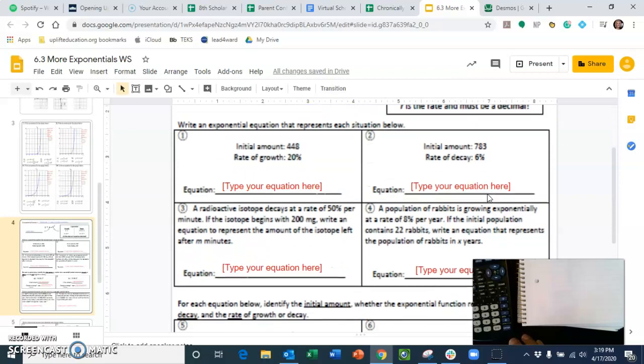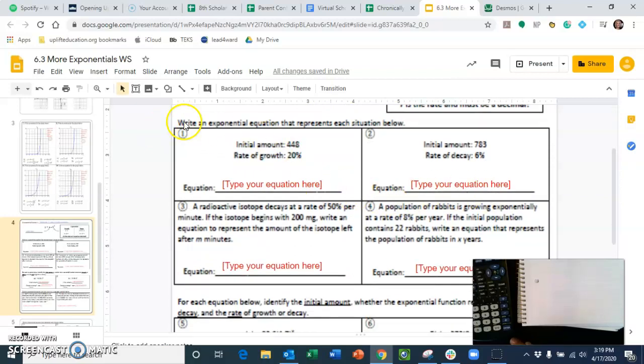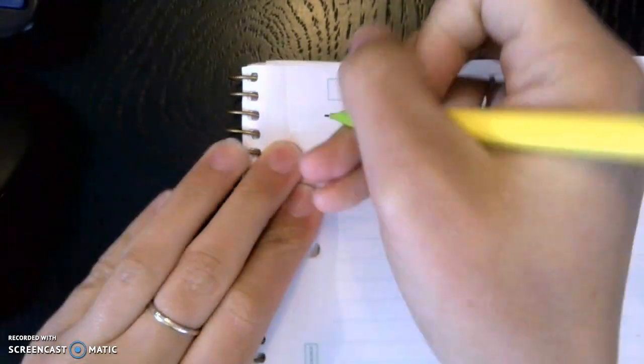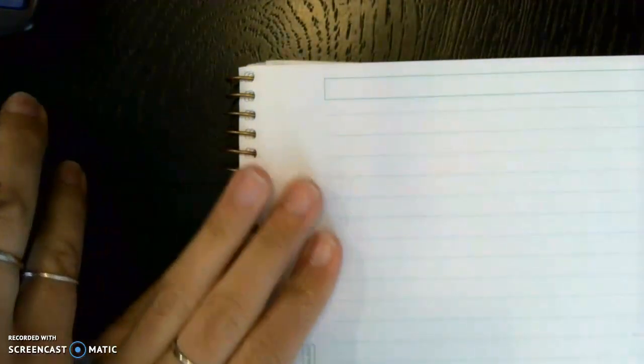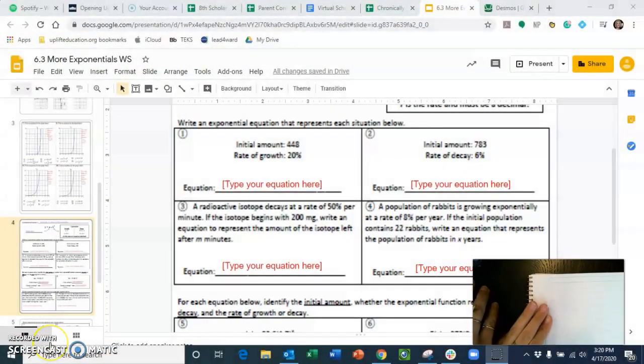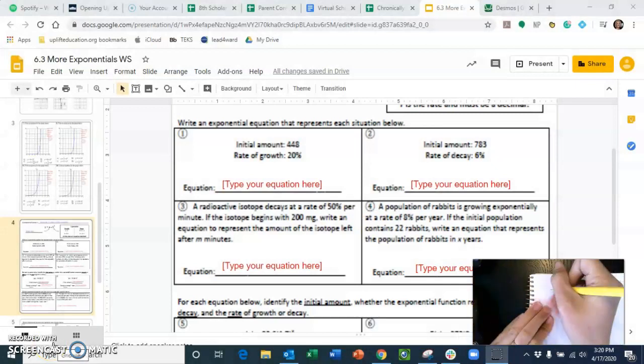And so I'm going to pick a couple of these ones to do. It says, write an exponential equation that represents each situation below. The initial amount is 448, and the rate of growth is 20%. Okay, so we've got our initial amount. I've almost forgotten it. Our initial amount is 448.